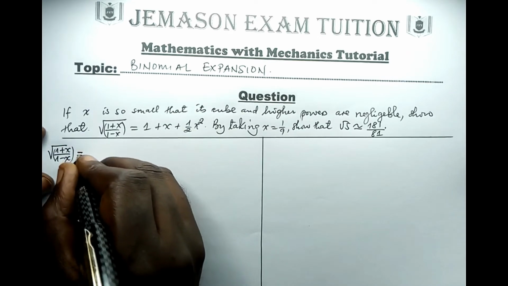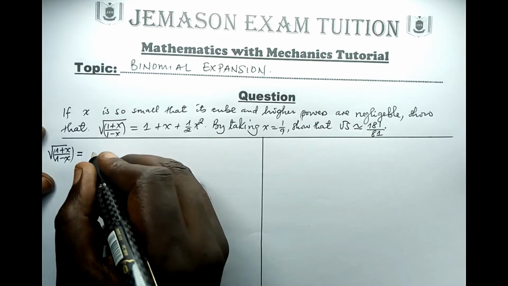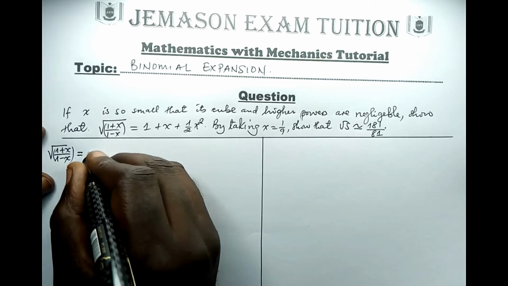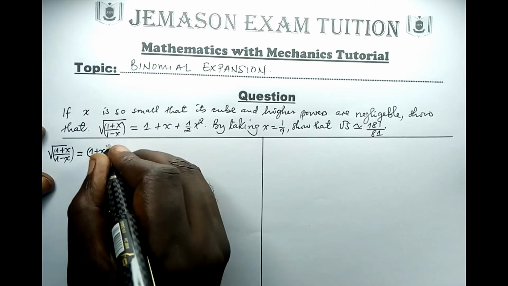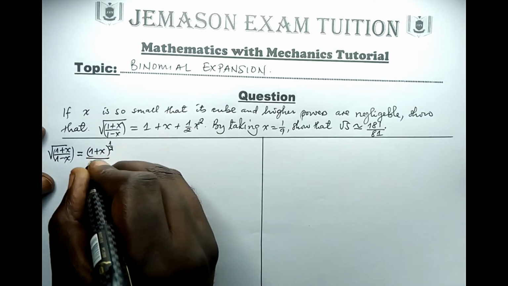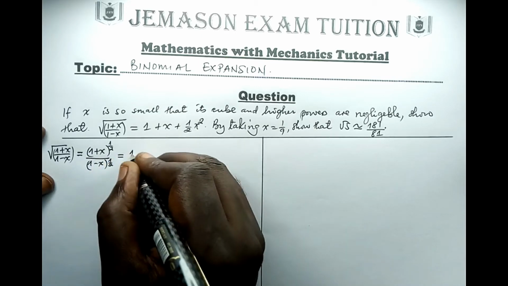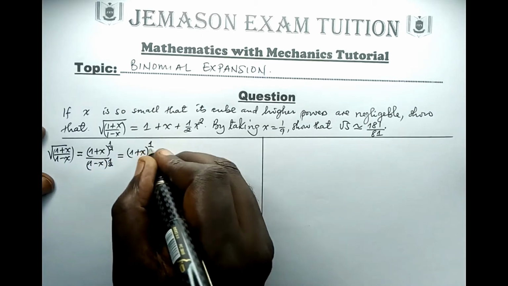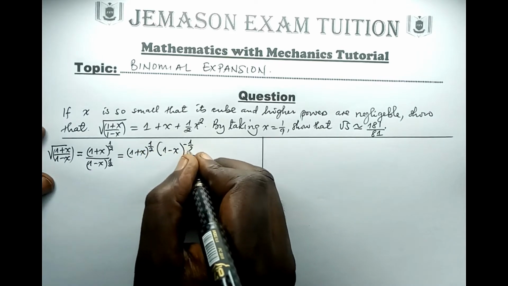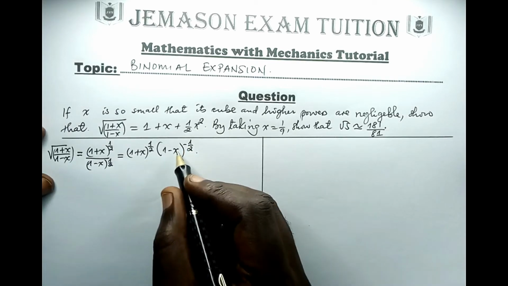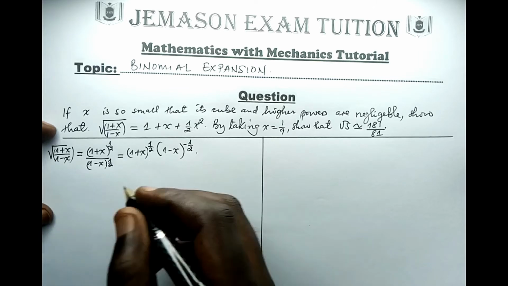In order to expand it, we first use laws of indices to simplify, which should become (1 plus x) to the power half all over (1 minus x) to the power half. This now gives (1 plus x) to the half into (1 minus x) to the negative half. Here we have two expansions in one, so I will first expand them individually before multiplying.